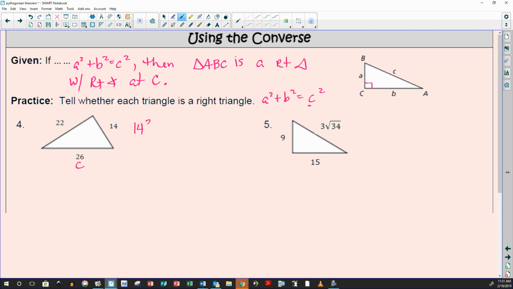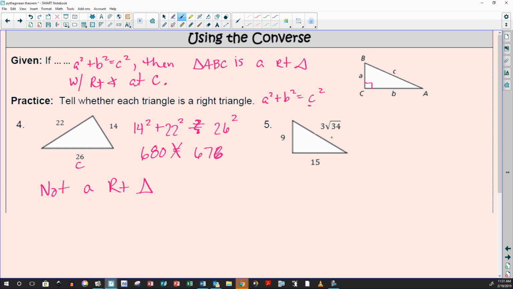So I'm just going to plug it in. 14 squared plus 22 squared. I want to know, does it equal 26 squared? I don't know if it does or not. I'm putting a question mark over my equal sign because I do not know if it's true. 14 squared plus 22 squared is 680. 26 squared is 676. So this is not equal, so this is not a right triangle. That's all you have to do. It's basic, it's easy.